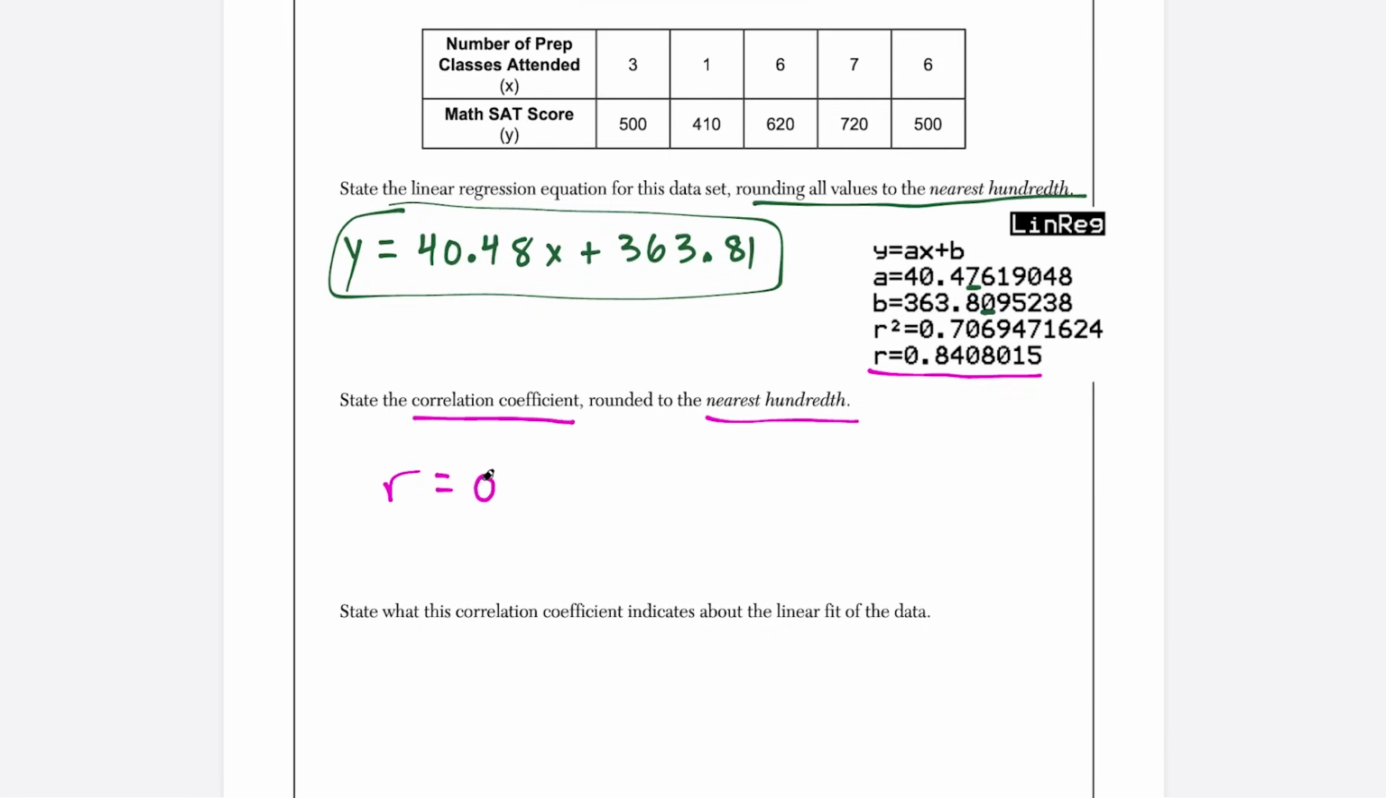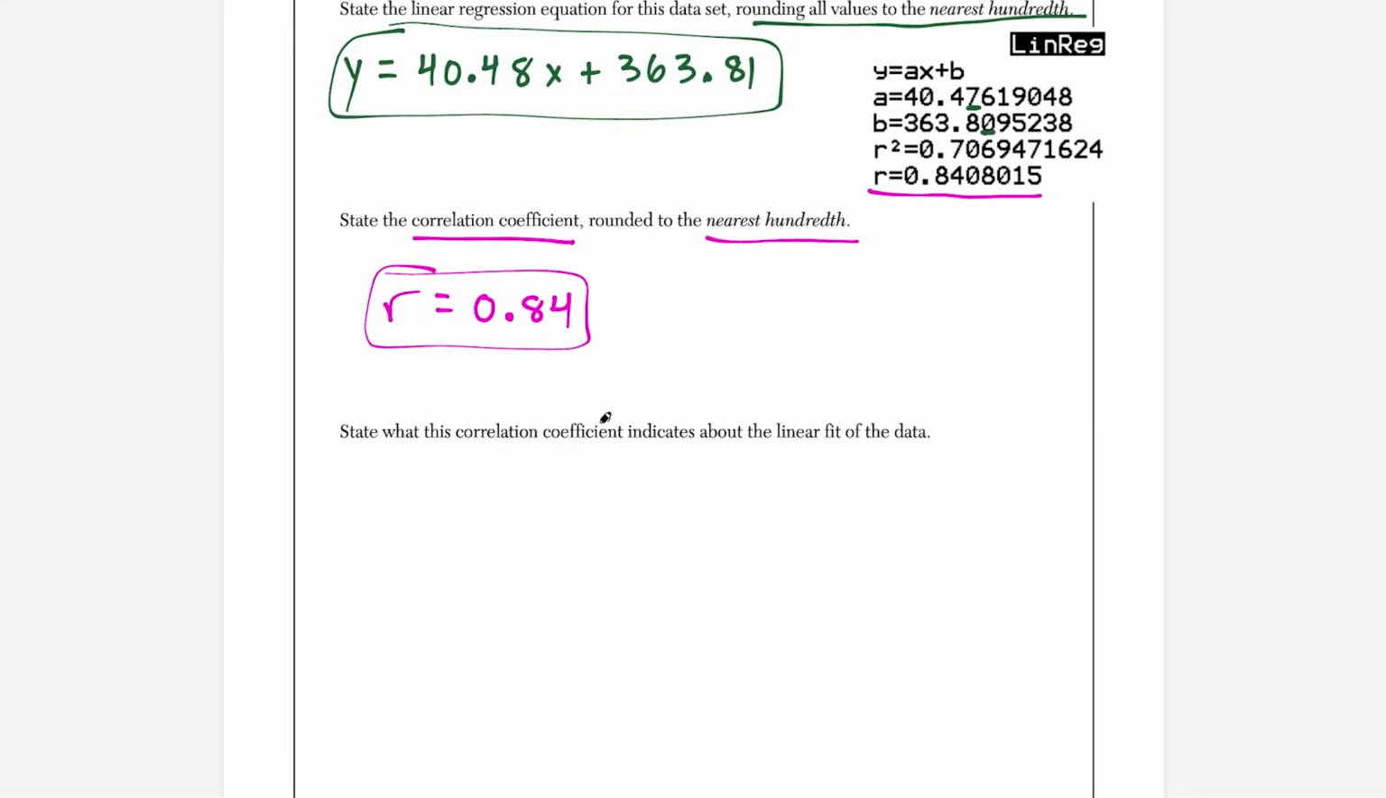So we would round down to 0.84. So here is our correlation coefficient. Now for the last part here, we want to state what this correlation coefficient indicates about the linear fit of the data. Well, one thing we have to know for this part is what the actual value of the correlation coefficient means.